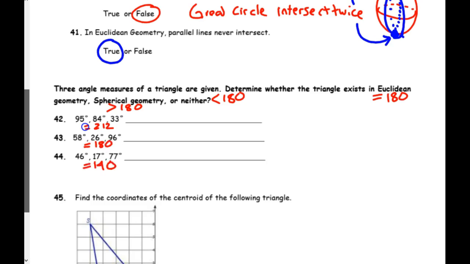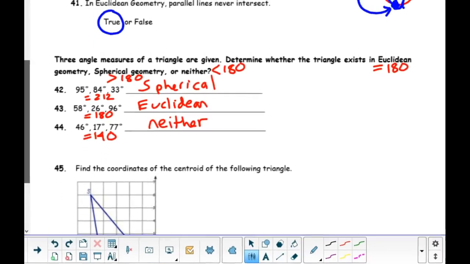So 212 is greater than 180, that's spherical. Equals 180, that's Euclidean flat geometry. And less than 180, 140 is neither. Okay.